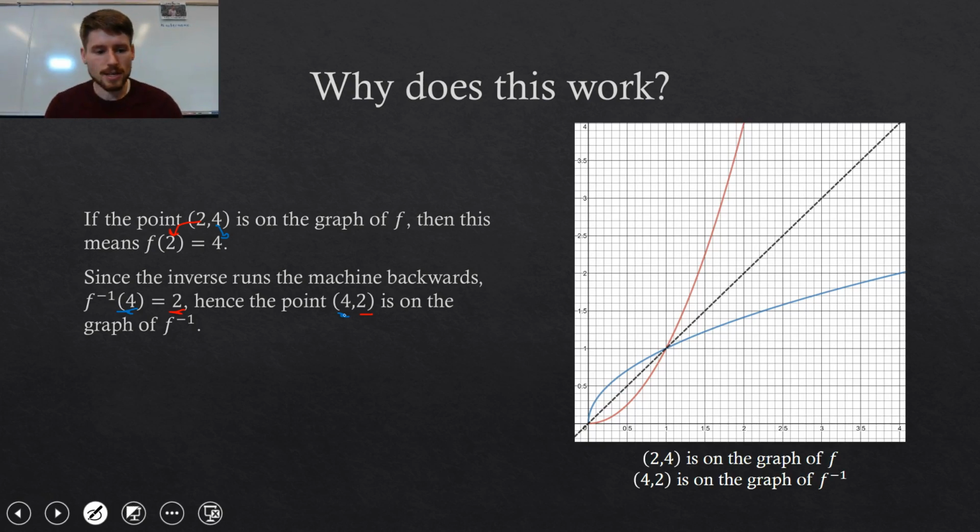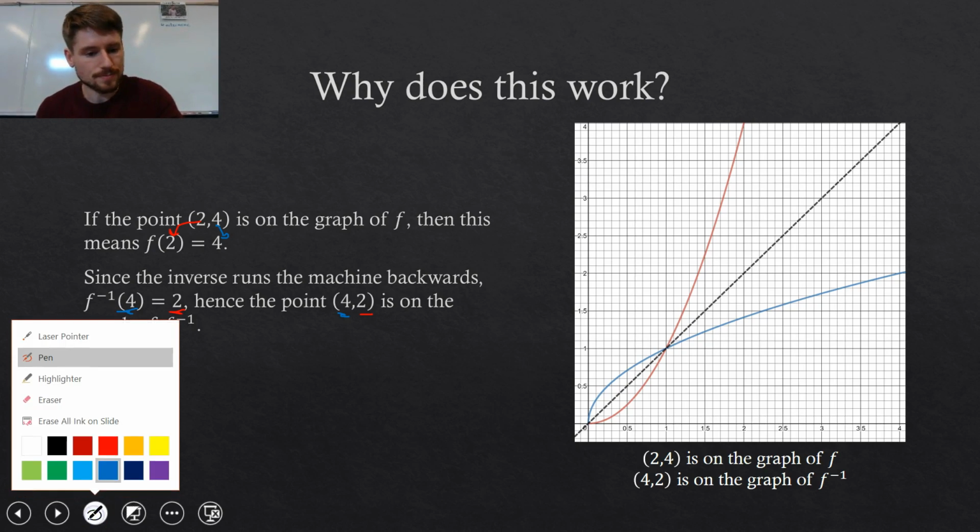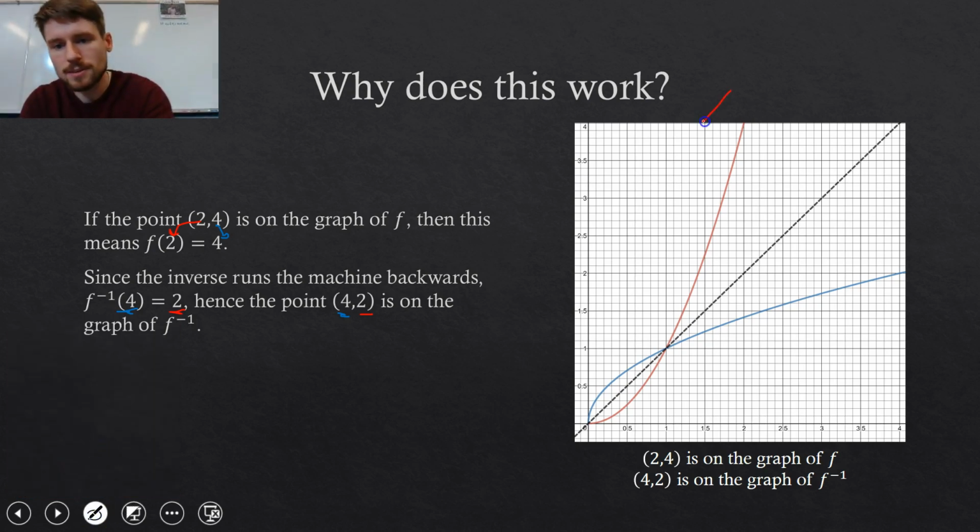Okay, so here's an example. This is the x squared graph. So we have x squared, with the domain x greater than or equal to 0.